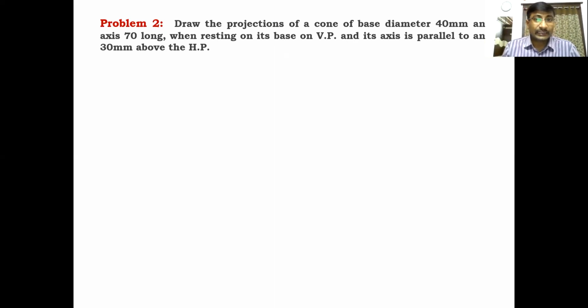So whenever the axis is parallel to HP and base is on VP, axis makes perpendicular, that is a 90 degrees with the vertical plane, because whenever the base is touches with the VP, the axis is perpendicular to the base. So axis is perpendicular to VP in this case. So solid is like this. Whenever the base is touches with the vertical plane, axis is perpendicular to vertical plane. Okay, axis is perpendicular to vertical plane.